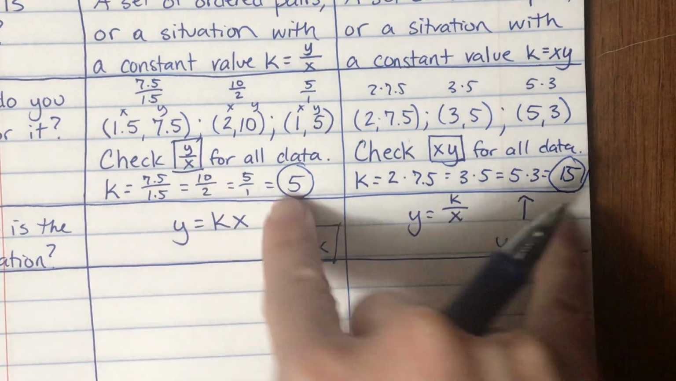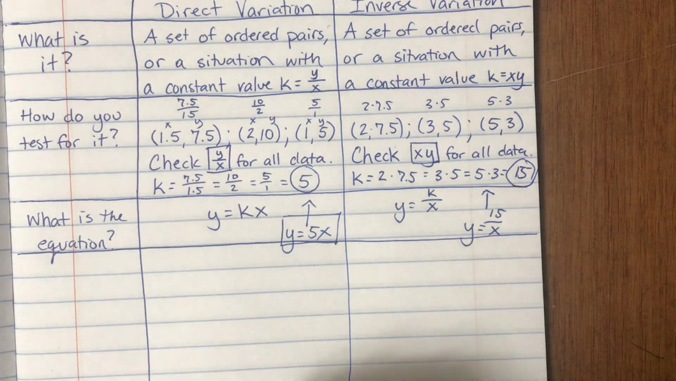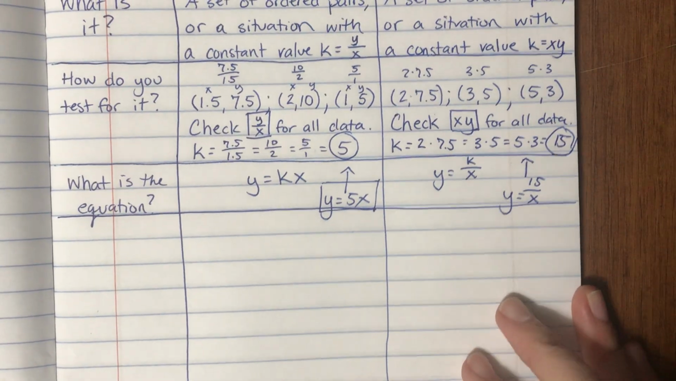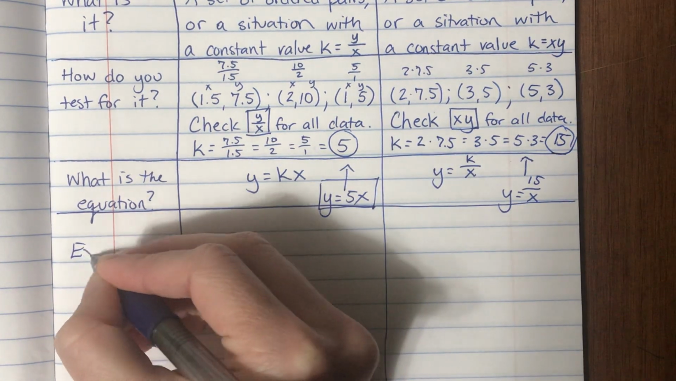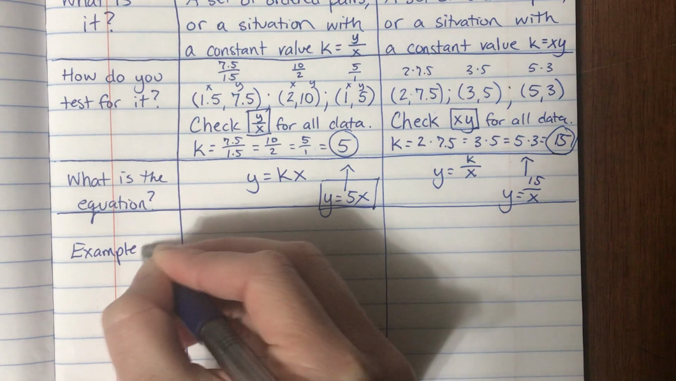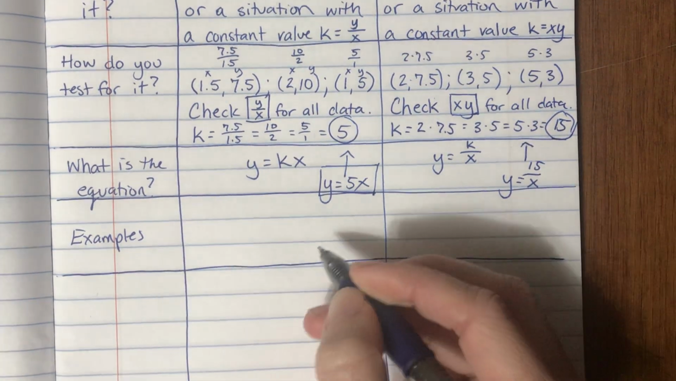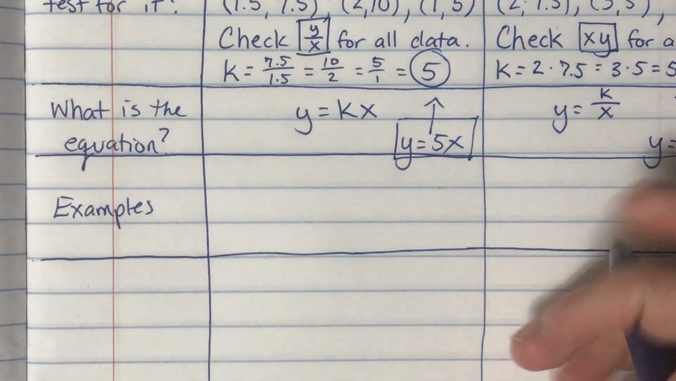And so, I mean, these are just two examples. Your constant is not always going to be 5, nor will it always be 15. You could have a bunch of different ones, so we're just going to write down some examples of what these might look like. So examples, and we'll just leave 3 lines for this. So some examples of direct variation, if you're asked to identify whether something is direct or not.